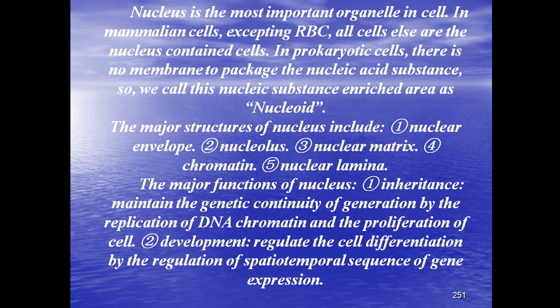So, the major structure of the nucleus includes the nuclear envelope, nucleolus, then the nuclear matrix, or what you call nucleoplasm, inside which you can see chromatin and nuclear lamina. These are the parts.